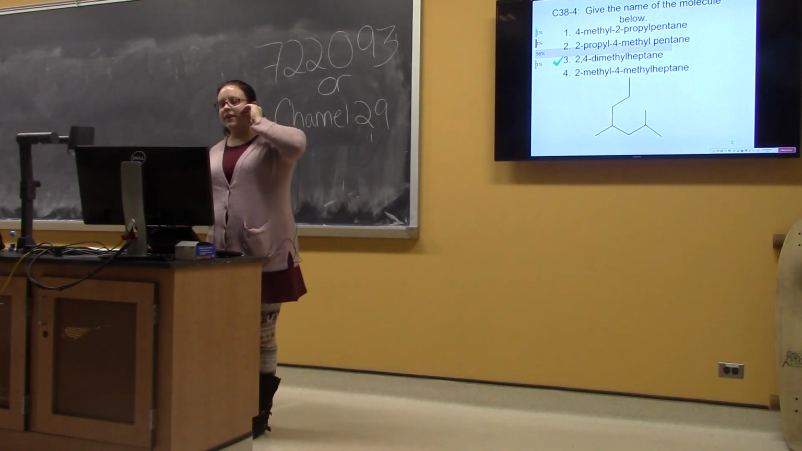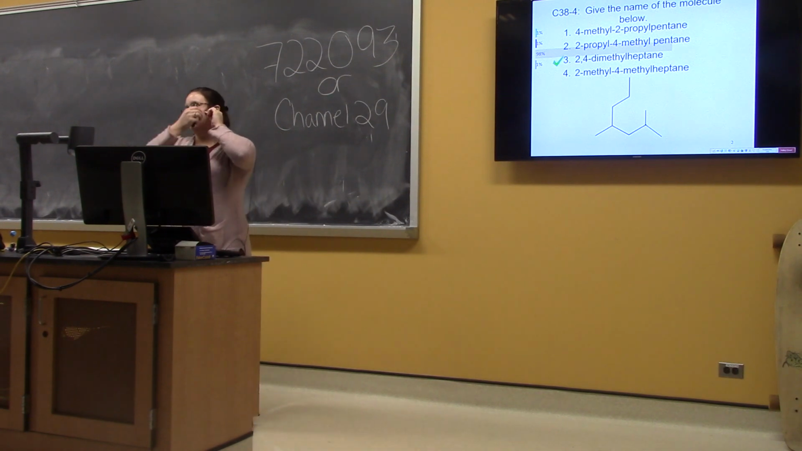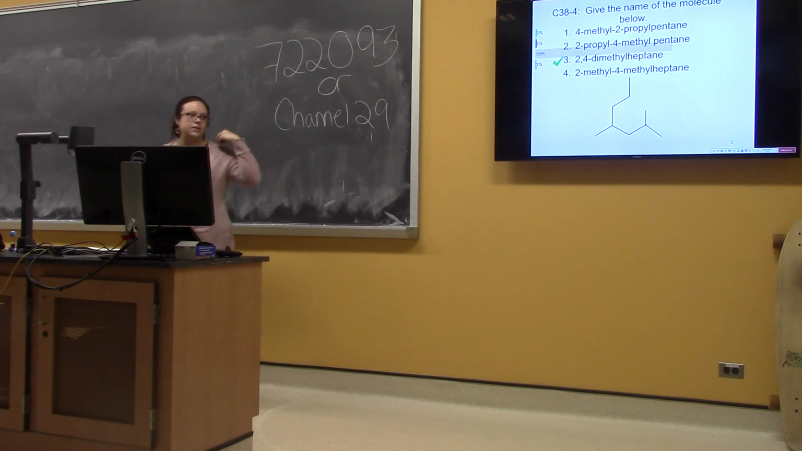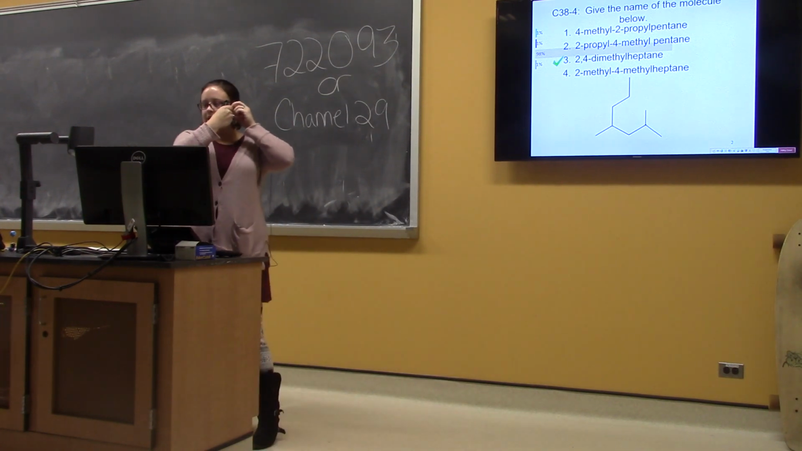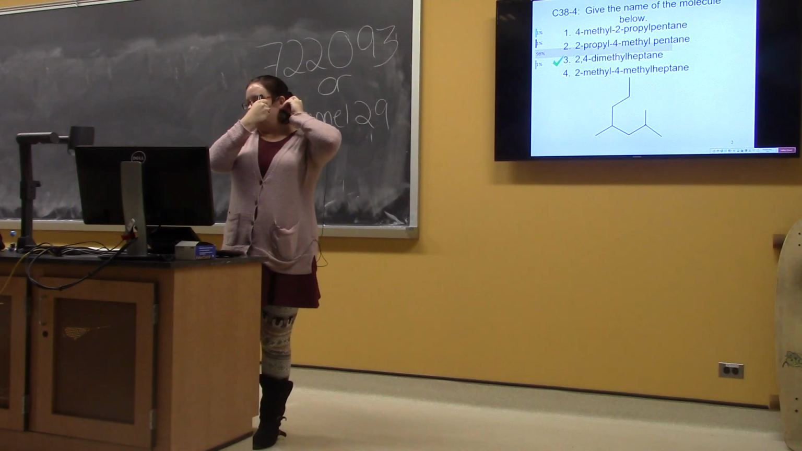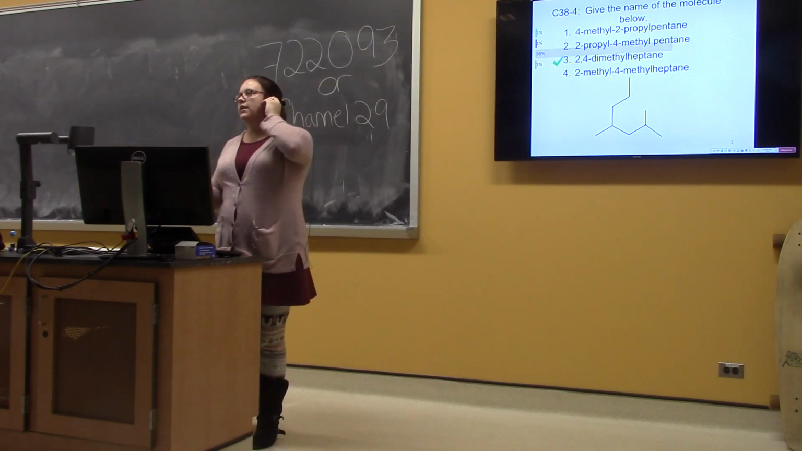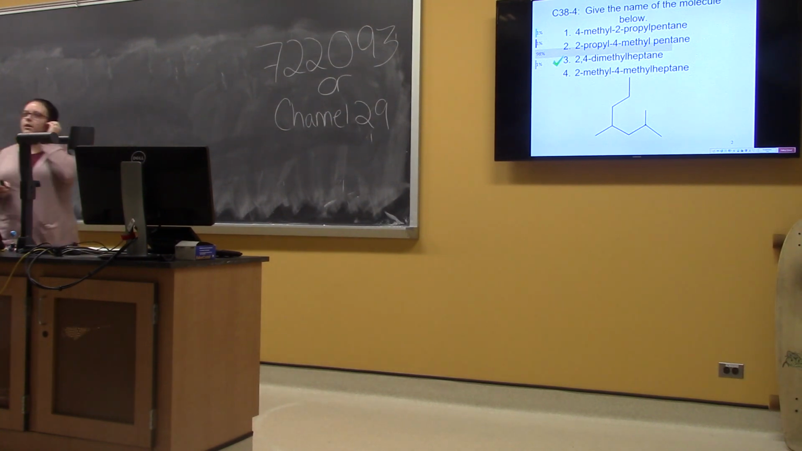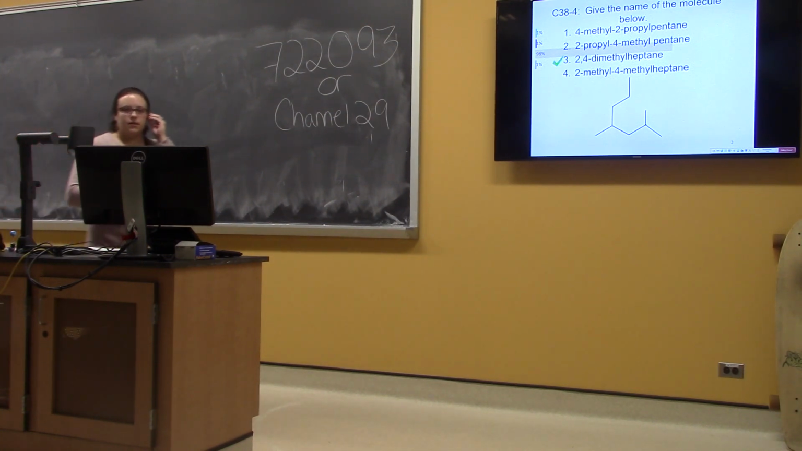All right, 98%, very nice. So, these names can get rather crazy and long, you can imagine, with all the different groups that can come off of our backbone. So we like to kind of condense those where we can. So if we have two of the same group, for instance, two methyl groups, then we're going to call that a dimethyl instead of writing methyl twice.